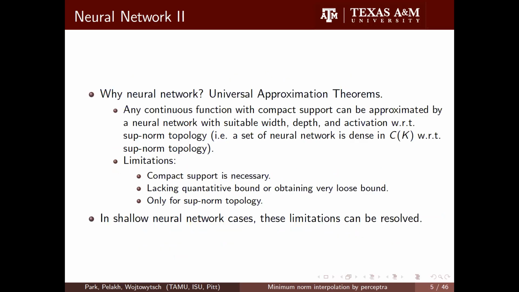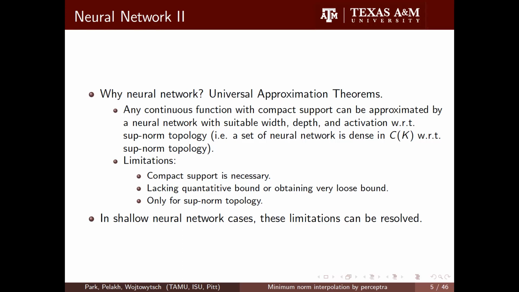So why are we using this kind of neural network? There is a theoretical guarantee called universal approximation theorems. I intentionally put an s there to denote that this is not a single theorem, but a bunch of theorems. Most of them have different conditions on required depth, required width, and the choice of activation functions. But generally they state that any continuous function with compact support can be approximated by a neural network with suitable width, depth, and activation.